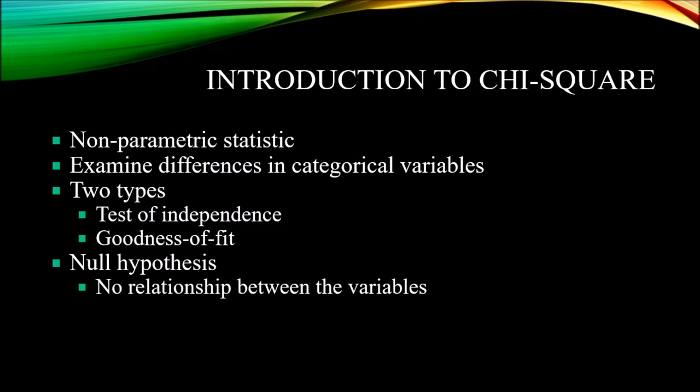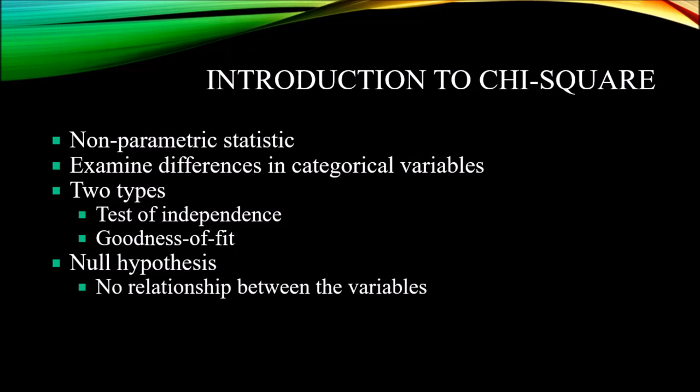The chi-square test is a non-parametric statistic, also known as a distribution-free statistic. We often use chi-square when we have a research design that produces data that violate the assumptions of parametric statistics. For example, the homogeneity of variances assumption is violated, or the normality assumption is violated.